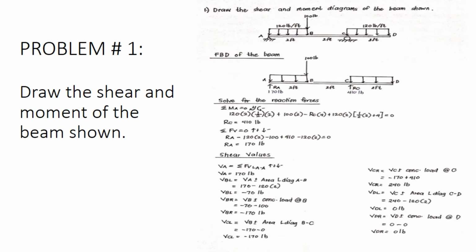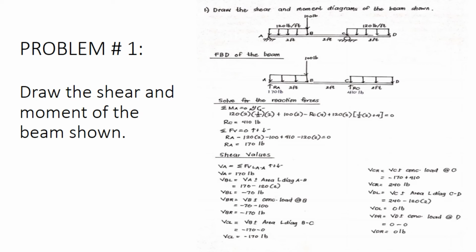For the pin, it can resist both vertical and horizontal forces. And for the roller, it is free to rotate and translate along the surface. With this, we are able to know the direction of each reaction present. We then solve for the reaction forces. For the summation of moments, we get the answer of RC, which is equal to 410 lb. For the summation of forces, we get the answer of RA, which is equal to 170 lb.